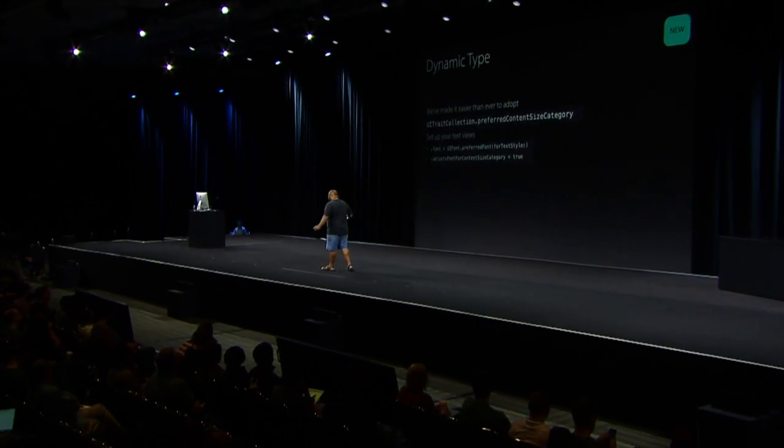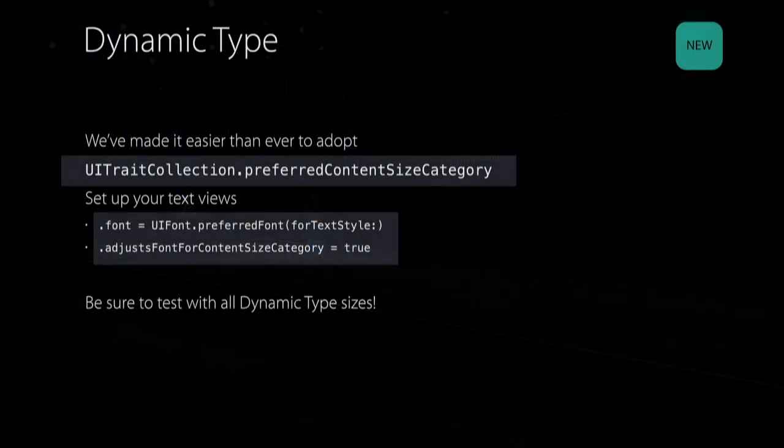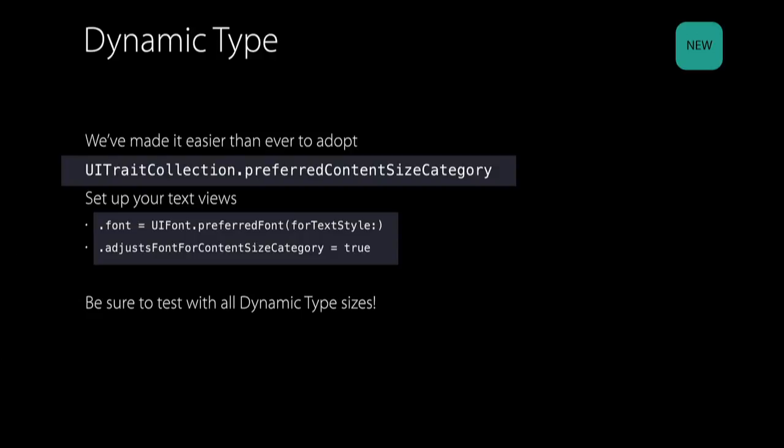So of course, if you're going to adopt this, be certain to test your application in all the dynamic type sizes. As I mentioned, there are some really large ones. The accessibility inspector on your Mac can connect to your application and allow you to toggle that dynamically without having to go back and forth between settings.